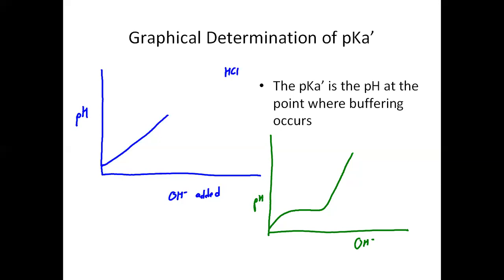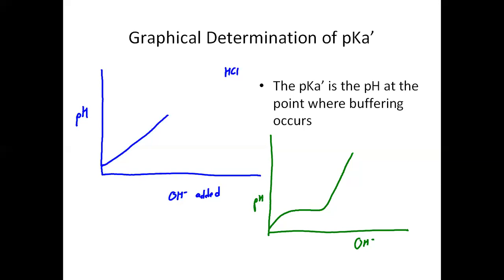In contrast, if I do the same thing except start with acetic acid, which may have a pH of 1 or something like that, and I add hydroxide, I would see an initial rise in pH just as I did with HCl. However, I would then see the pH stop rising for a while and then resume its rise after some amount of base has been added.